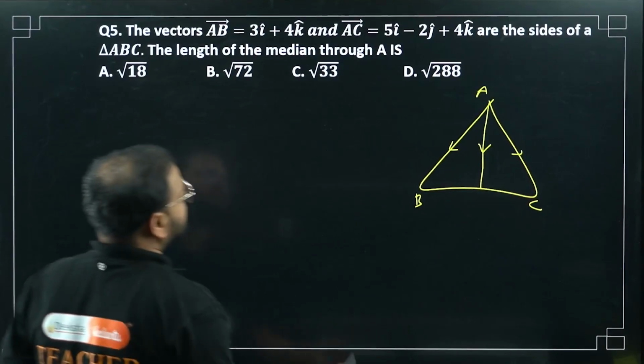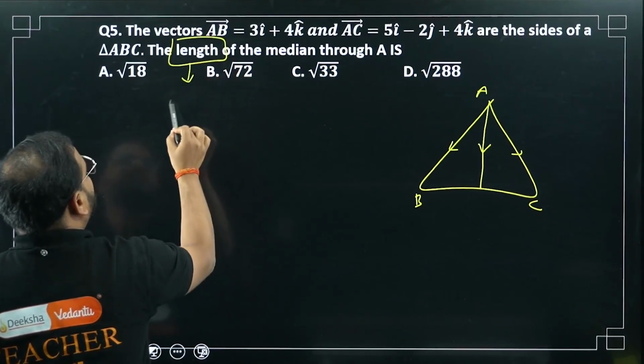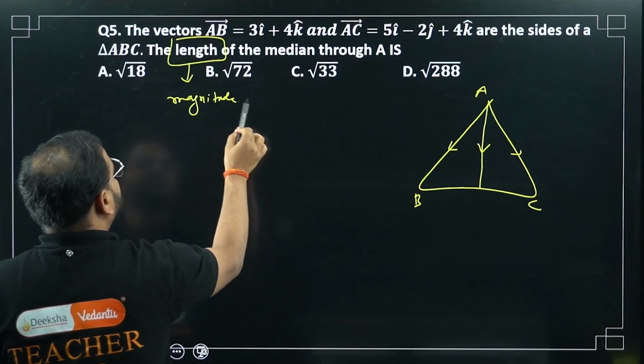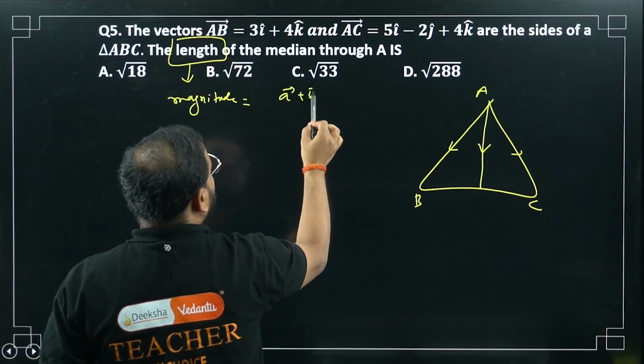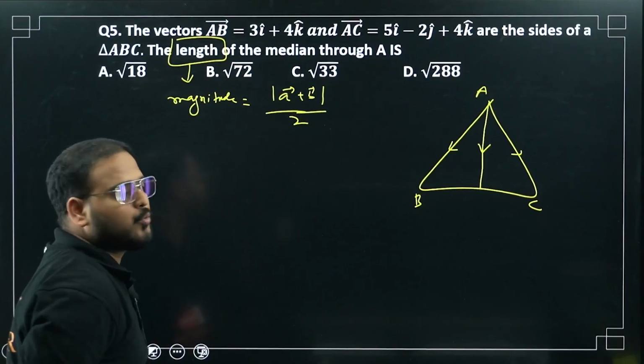Okay, how will you find this? They're asking the length. Means what are they asking? Length means they're asking the magnitude. So they're asking us the magnitude of vector A plus vector B, divided by 2. So first you find what?